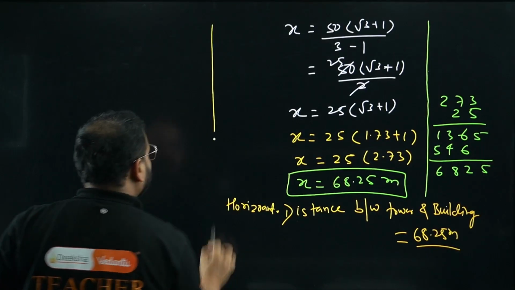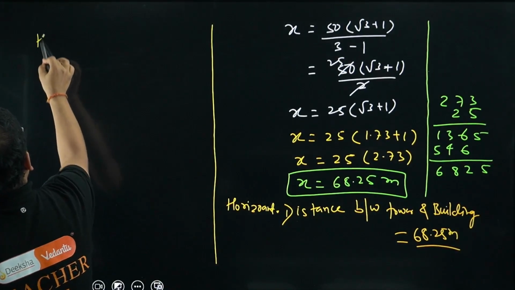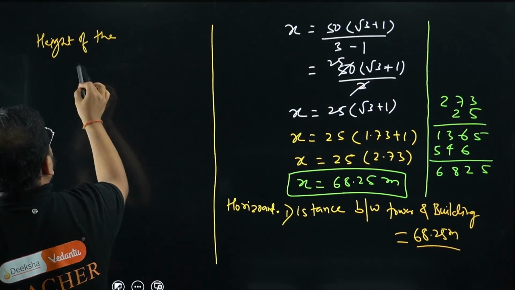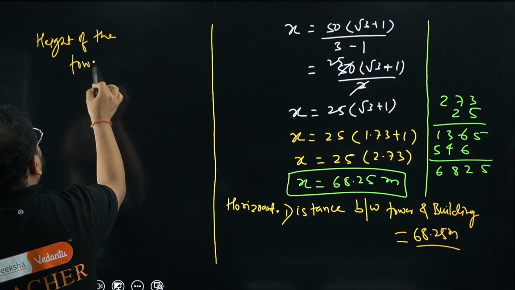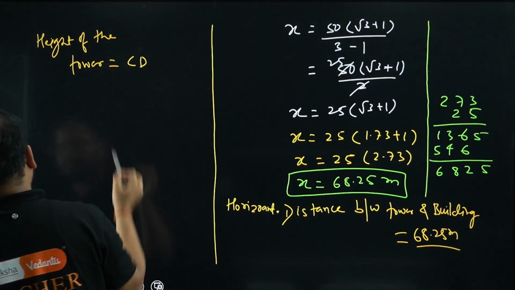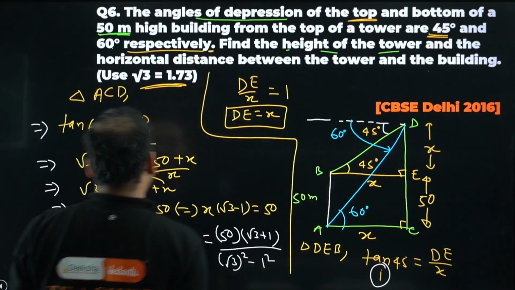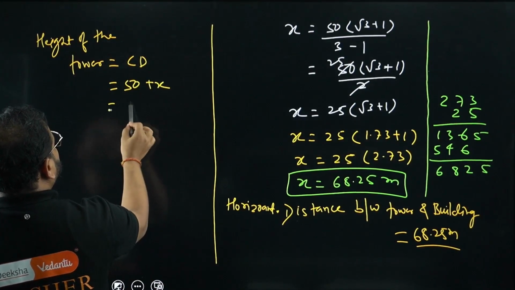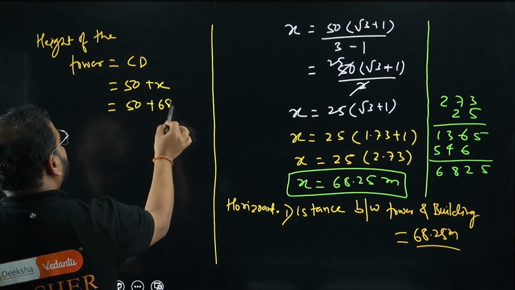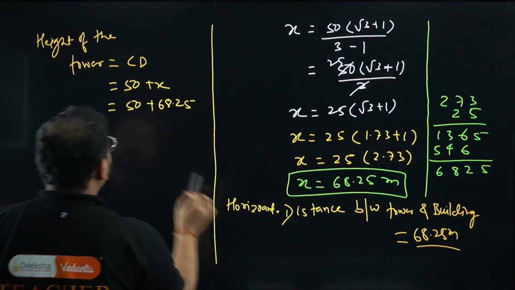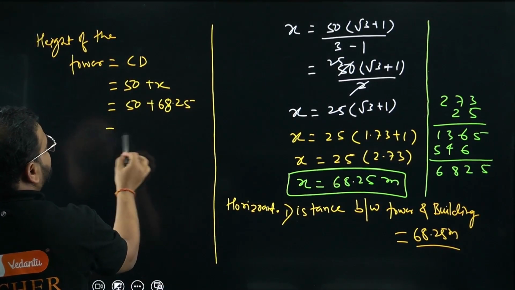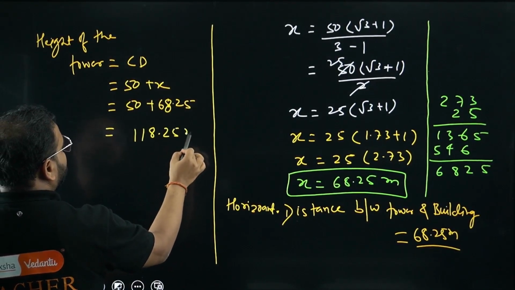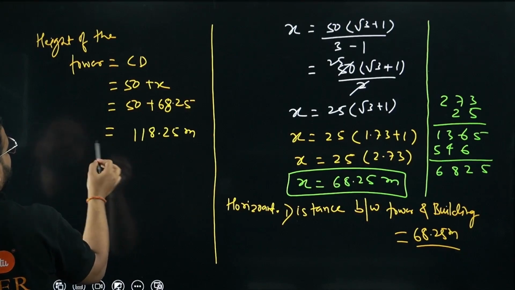Second part, I can write it over here. What are we looking for? Height of the tower, which is what, sir? CD, please check. CD, which is x plus 50, which is what? 50 plus x. And how much is that? 50 plus 68.25. Yeah, add them, please. What I'm getting? 118.25 meters. This is the height, bacha. Final answer.